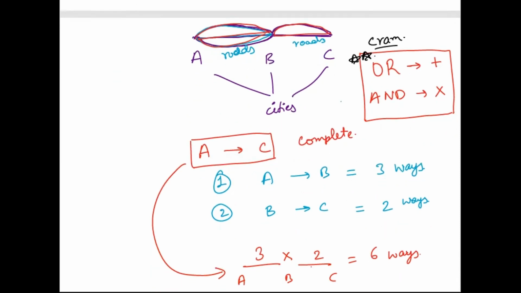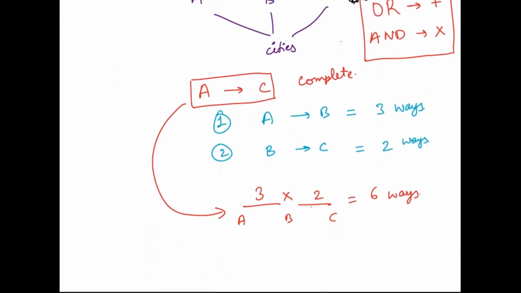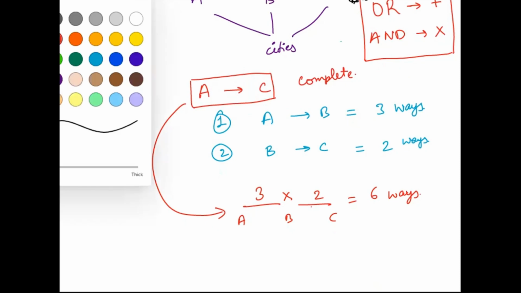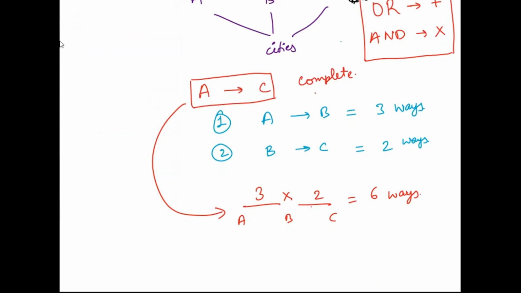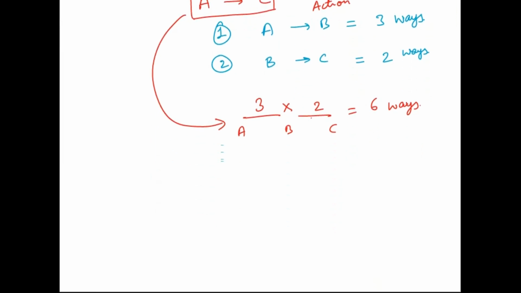Okay, so whenever we have a complete action, the action here was to commute from A to C, right? We have broken down this complete action into sub-actions, or you could say small actions, which is from A to B and then from B to C. I hope I'm making sense here.